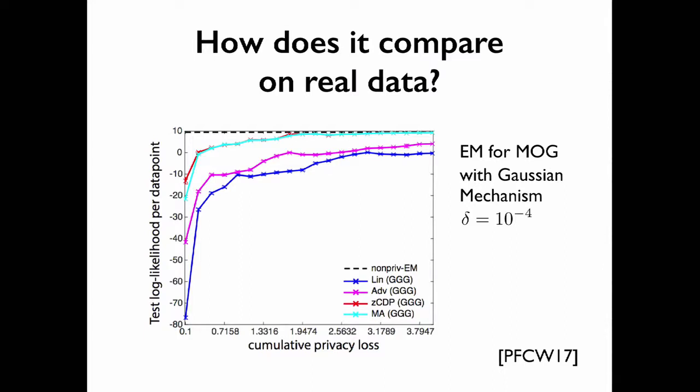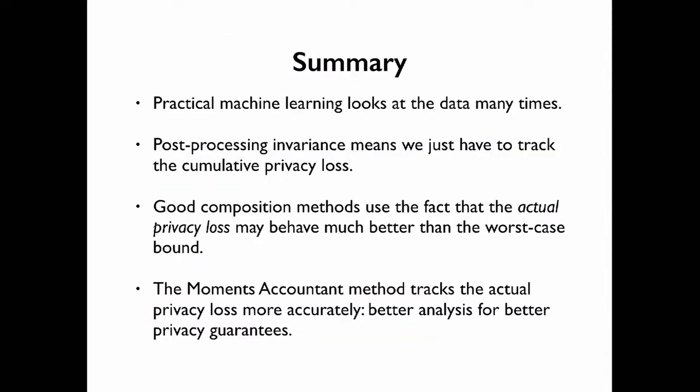And what you see is that the cyan line, so here above is better because you're looking at log likelihood, performs better, right? So the privacy accuracy trade-off that you have over here for a fixed sample size is better for the moments accountant.